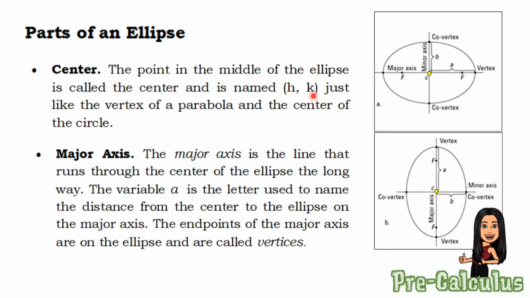The next is the major axis. The major axis is the line that runs through the center of the ellipse the long way. The variable a is the letter used to name the distance from the center to the ellipse on the major axis. The endpoints of the major axis are on the ellipse and are called vertices.